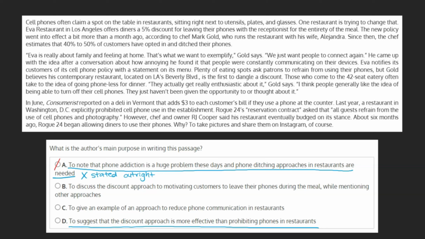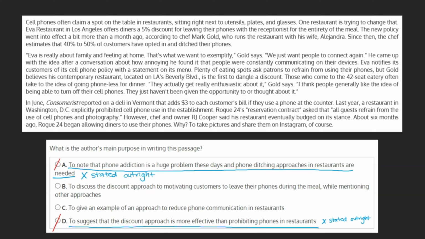D, as well, to suggest that the discount approach is more effective than prohibiting phones in restaurants, is not mentioned in the passage. Again, this is a conclusion that you could reach on your own, but it's not stated outright. Therefore, it can't be our main idea, and this can be marked as incorrect.